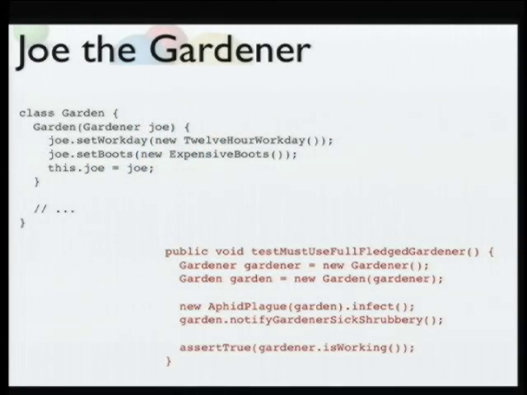So here's the case where the constructor is doing work, and it's kind of a mixed thing. The garden says, well, I need the gardener, but then it goes and configures the gardener in a specific way. And again, the problem becomes that from a testing point of view, you have tests that run really, really slowly.